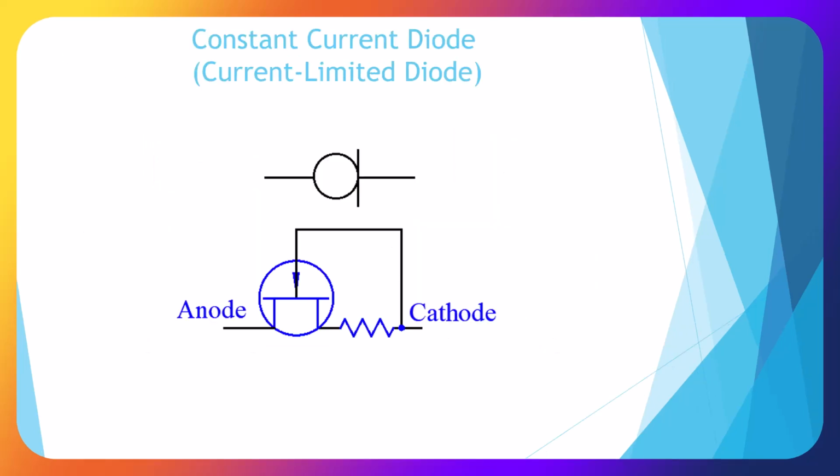Okay, let's take a look at the constant current diode, or current limiting diode. Here's the symbol, and it is a two-terminal device. Internally, it has a junction field effect transistor with a feedback. So the current is either limited or constant.